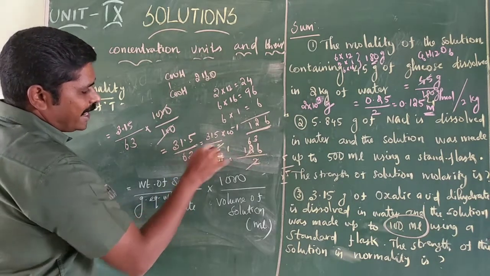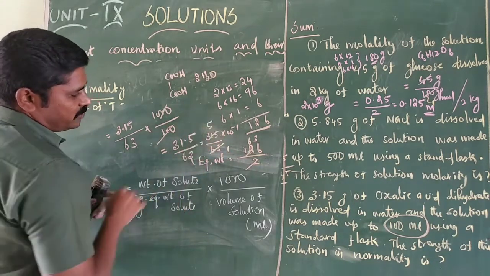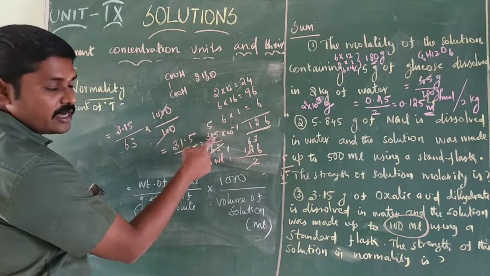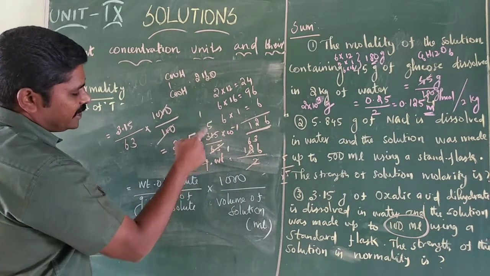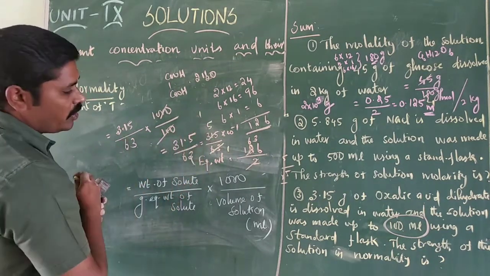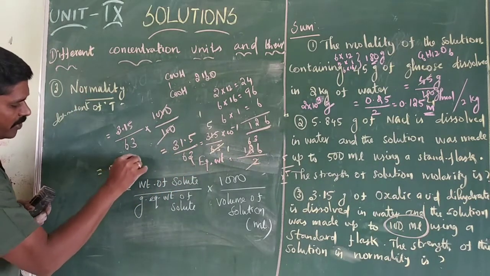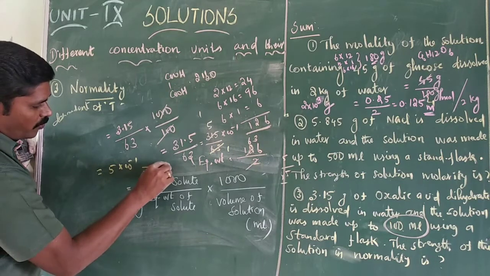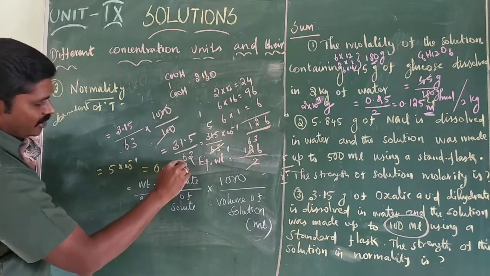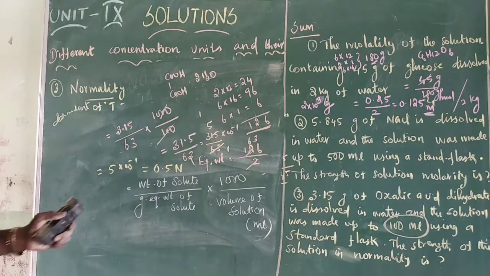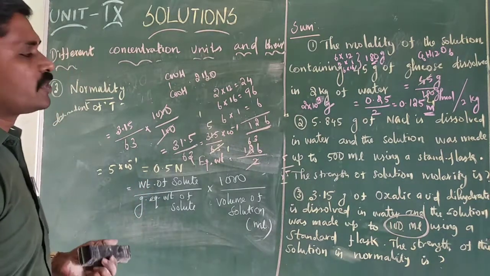Okay, so 1 times and 5 times. 5 into 3, 15. Remaining 1. So 5 into 6, 30. 30 plus 1, 31. Okay, that is equal to 5 into 10 power minus 1, which is equal to 0.5 N normality. 0.5 normality.